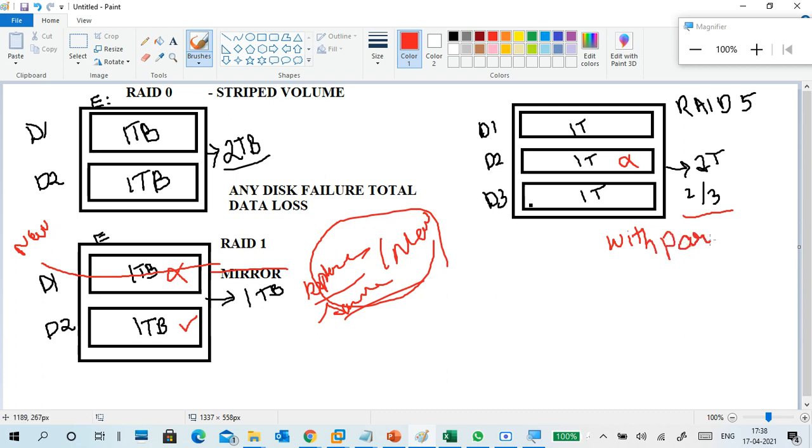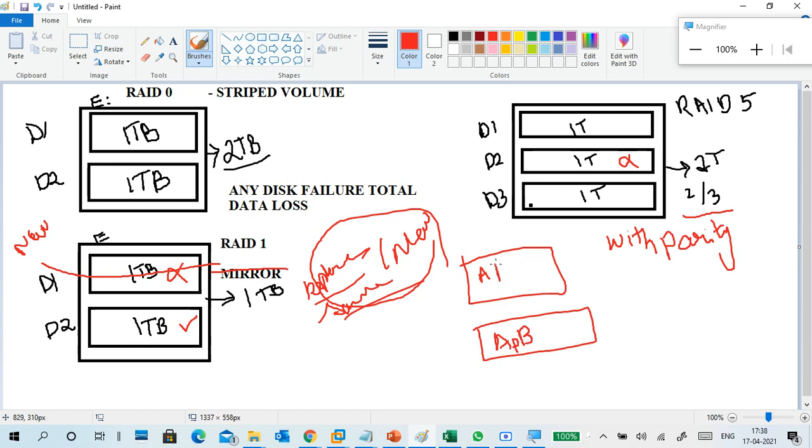What is this parity now? When you have a disk and another disk, when you put data A here, the parity bit of data A is stored in another disk. If I put data B here, the parity bit of data B is stored in another disk. Similar thing happens with 3 disks: data A, parity A, data B, parity B.